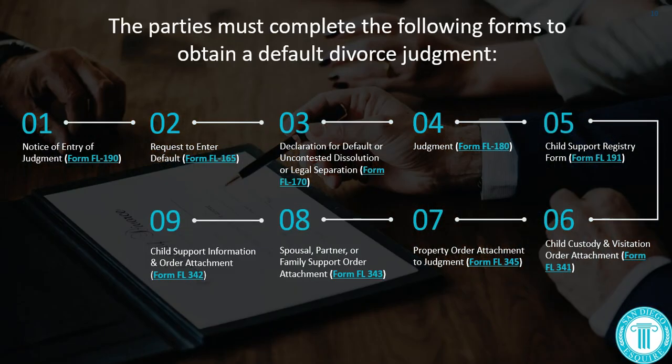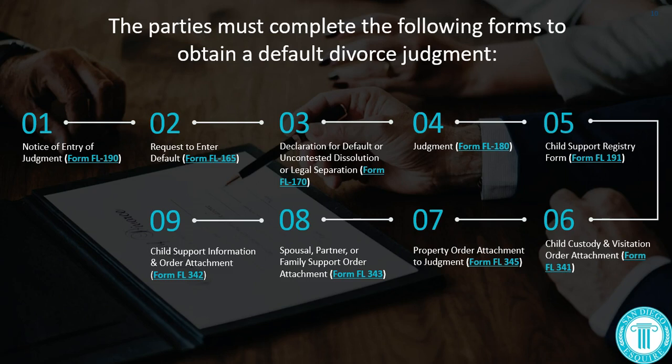So these are just some of the forms that a party may need to complete for a default divorce judgment. I say some because depending on whether or not you have extensive assets or debts, or if you're looking for spousal support or child custody, you might not need to complete those forms. So the basic forms, FL-190, FL-165, FL-170, FL-180, must be filed with the court.